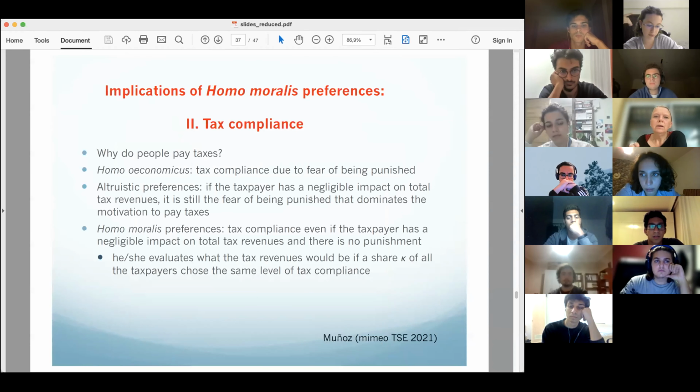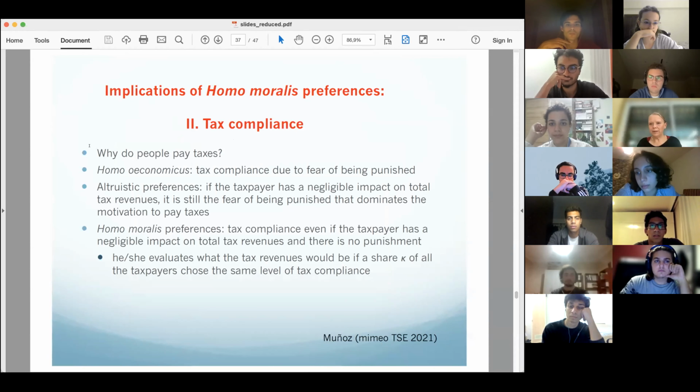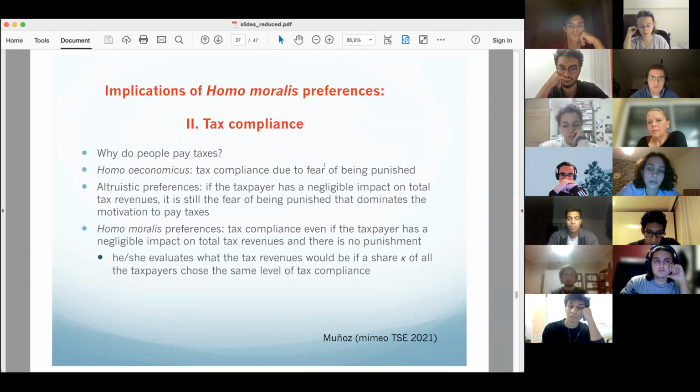Okay, let's turn to a case where they're very different. The question here is, why do people pay taxes? There is evidence that people pay more taxes than they should if they only paid because they feared being caught if they don't pay. In a taxation model, a homo economicus would pay taxes only because of fear of being punished. There is no other reason to pay taxes otherwise.